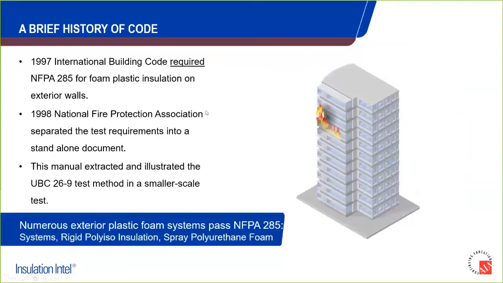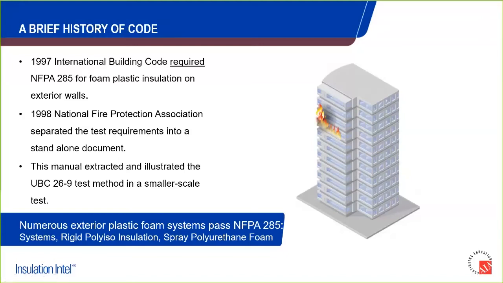So in 1997, the International Building Code did require the use of NFPA 285 for foam plastic on exterior walls. In 1998, the NFPA actually separated the test requirements out of the code and into its standalone document, the one that we see today. There's only been a few iterations of that test, so every change should be notable. But basically moving it out of the UBC or IBC and into a standalone referenced document allows it to be a little bit more modifiable from a code standpoint.